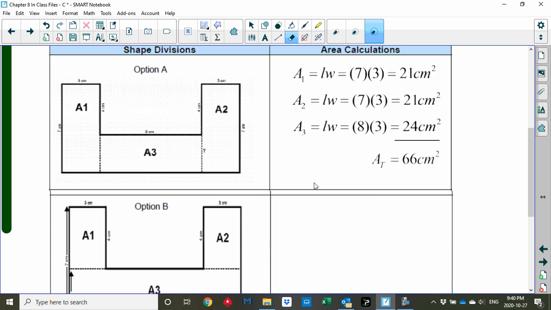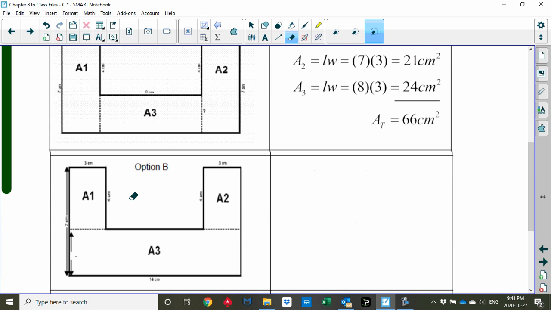Okay? You guys try this one and then check your work after you're done and see what you get. So pause the video, see if you can break it up this way, find the area of these 3.